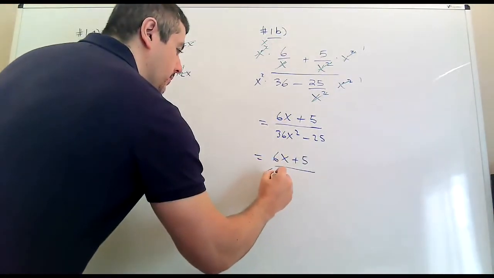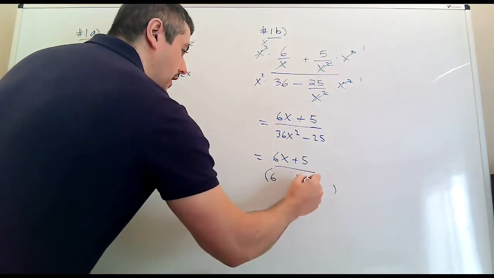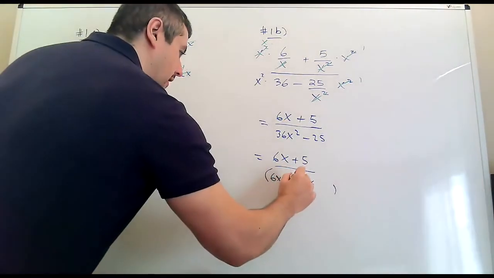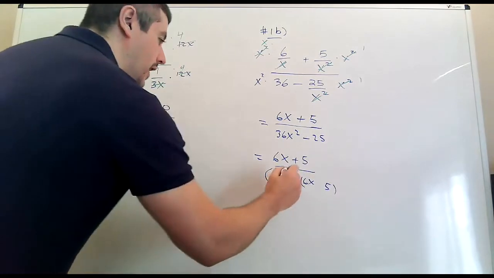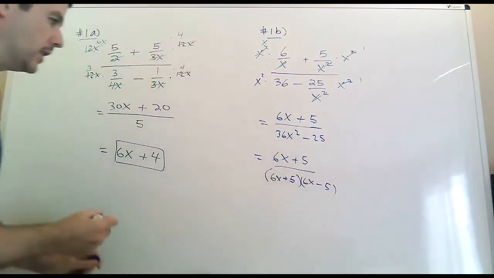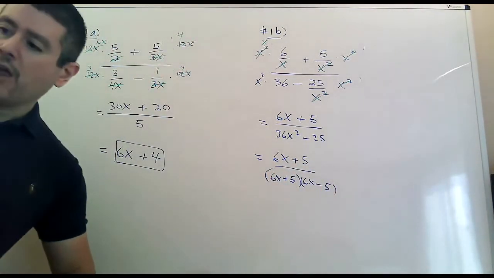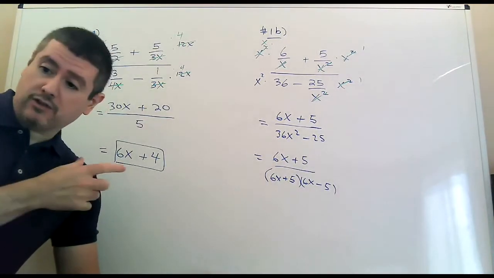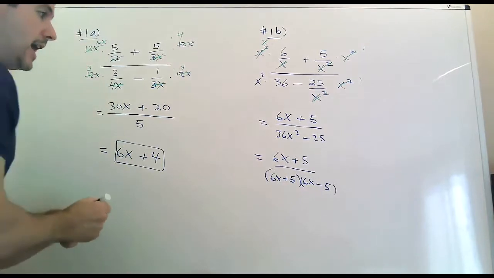The bottom, right? Something times itself to make 36x squared. That's 6x and 6x. And then something times itself to make 25. One guy gets the plus, one guy gets the minus, right? Difference of perfect squares. It's basically something and its conjugate, right? They're exactly the same except the signs are different. Now you're going to cross out.